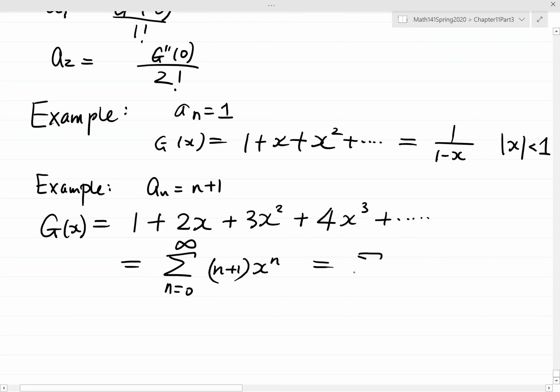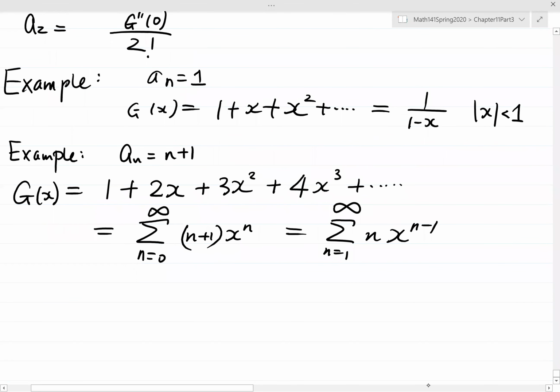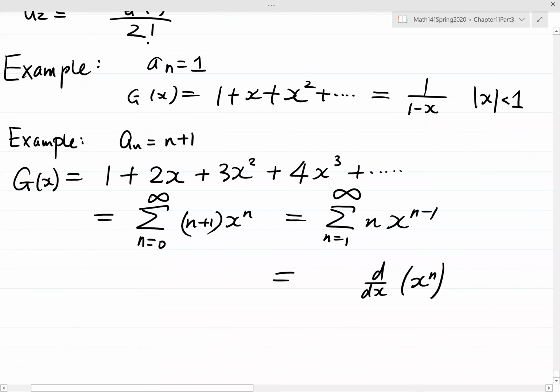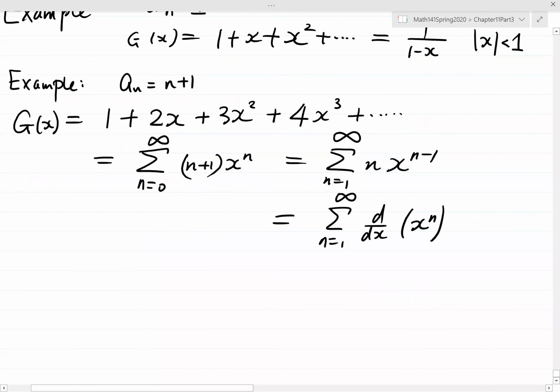Or if you write it from n equals 1 to infinity, with the shifted index, this we actually derived. So this you can differentiate, using the power rule. This is the derivative of x to the power n from 1 to infinity. Then we can switch this differentiation with the summation for this series.